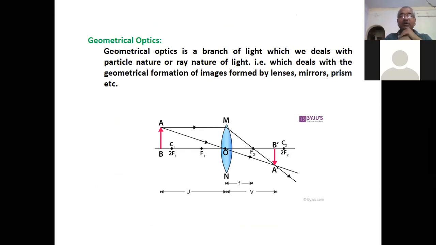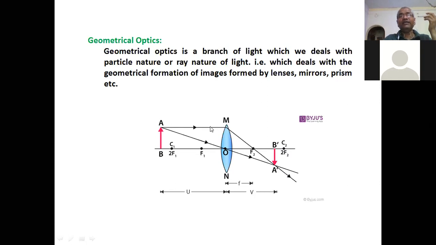So here is some example. Suppose here M is the convex lens, and this BB' is the line passing through the center of the lens, and this line is called the principal axis of the lens. Now here AB is the object, and the rays coming from this object are incident on this convex lens, and on the right hand side there is a formation of the image. This image can be constructed by these ray diagrams.